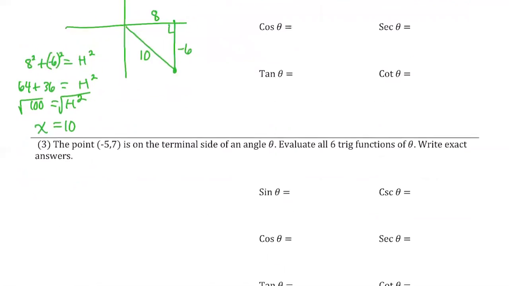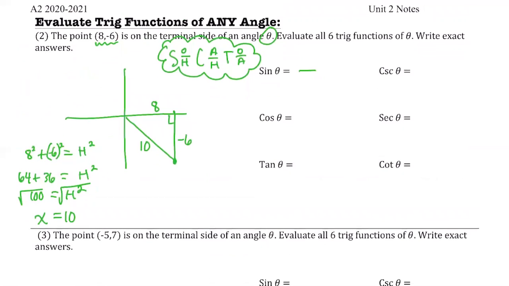So when I find my trig functions now that I know all the sides, I can find their ratios. Sine is opposite over hypotenuse. So this angle right here is going to be my angle, which means -6 is the opposite, 8 is going to be my adjacent, and obviously 10 is my hypotenuse. And sine is opposite over hypotenuse: -6 over 10. Now we always reduce these. So that would reduce to -3 over 5, and that would be your final answer.